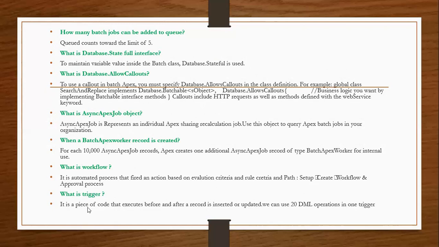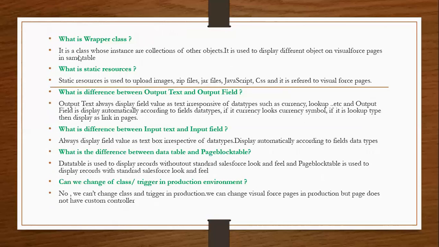Next question, what are triggers? A trigger is a piece of code that is executed before and after records are inserted and updated. We can use 20 DML operations in one trigger. Next question, what is a wrapper class? It is a class that hosts instances or collections of other objects. It is used to display different objects in a Visualforce page in the same table.